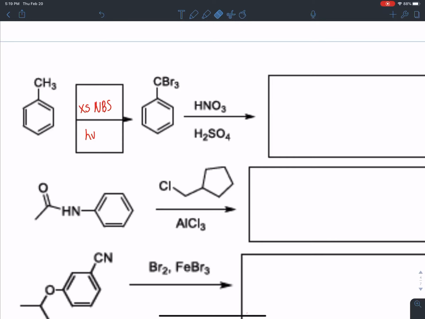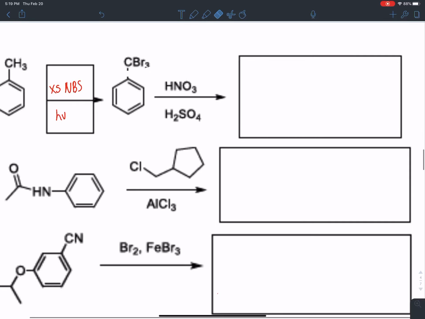That's the exact reagents. CBr3 is a deactivator because it pulls too much. It's a deactivator by induction. So the next thing must go meta. So my NO2 will go meta.